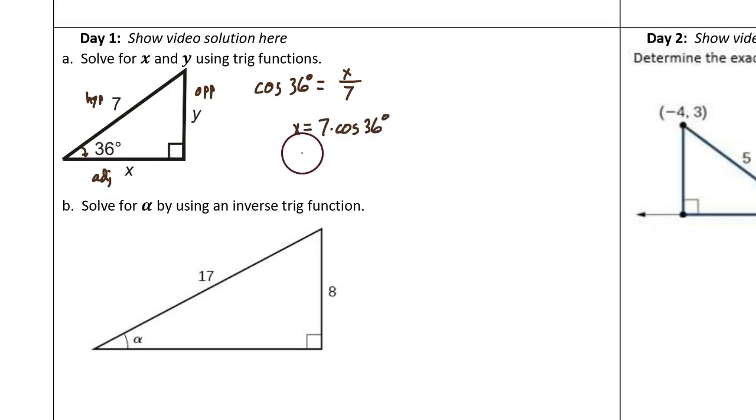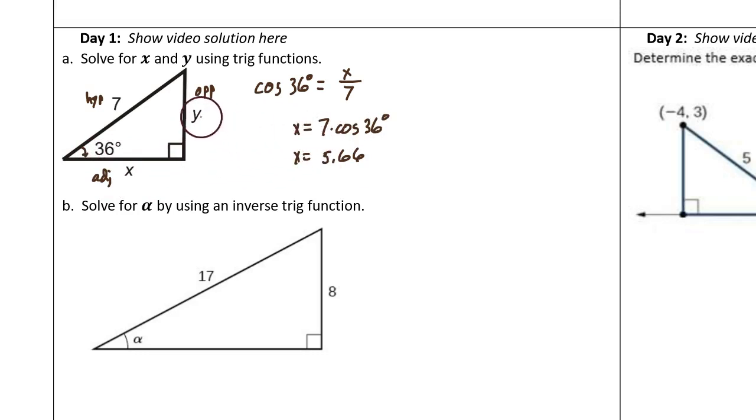At this point, it's time to use the calculator. Because this angle is in degrees, we want to make sure our calculator is in degree mode. You type 7 times cosine of 36. And the result is 5.66. That's how long the side labeled x is.